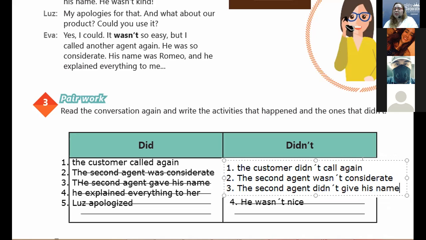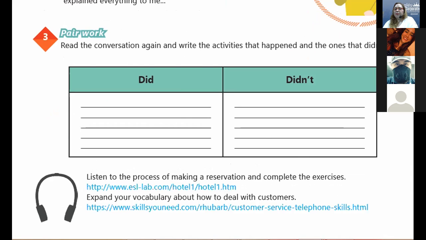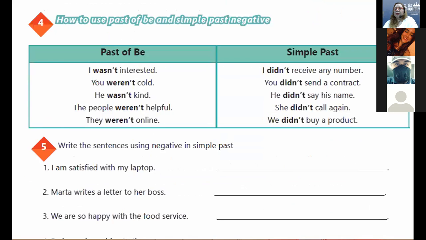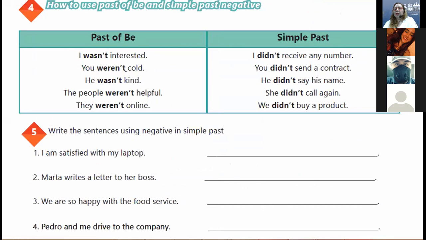Vamos a seguir hablando de esto en la siguiente página. Tenemos una lista de oraciones. Vamos a ir para allá. Okay. I'm going to erase this. Now. Aquí lo tenemos, lo que estábamos hablando. Okay, what we were talking about.